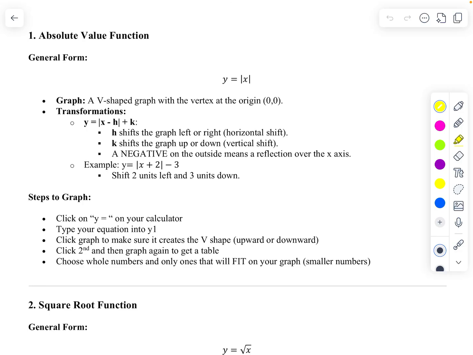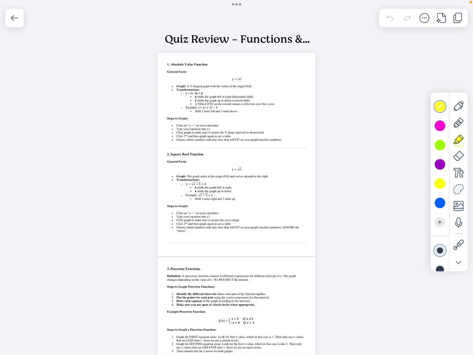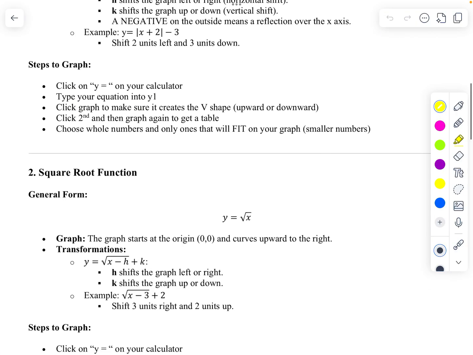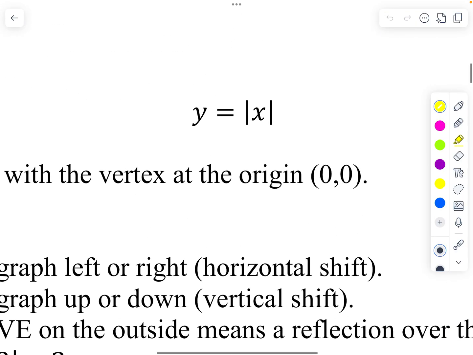these functions. So the very first one is the absolute value function. This is the parent function that we have right up here. Here we go. So I'm going to highlight this. There we go. All right, so this is our parent function of the absolute value.